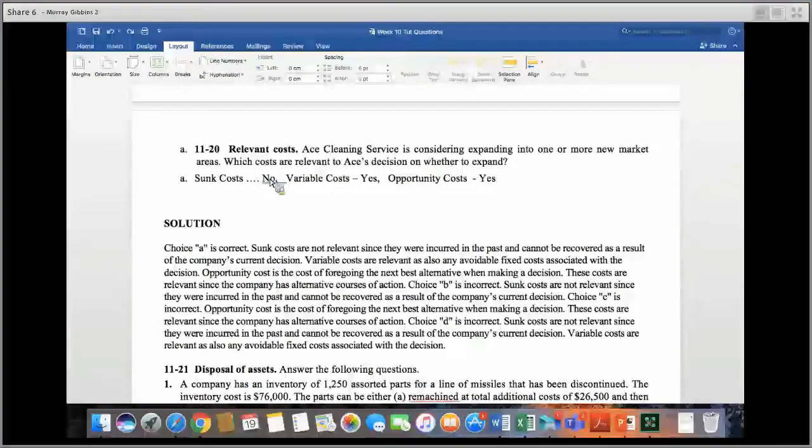We're thinking of getting into a new market, expanding in. Which costs are relevant? Sunk costs? No, they're not. They're historical, they're gone, leave it out. Variable costs, yes. And we do want to consider the opportunity costs. What else could we have done? If we don't go ahead with this decision, what other opportunities are we missing out on?